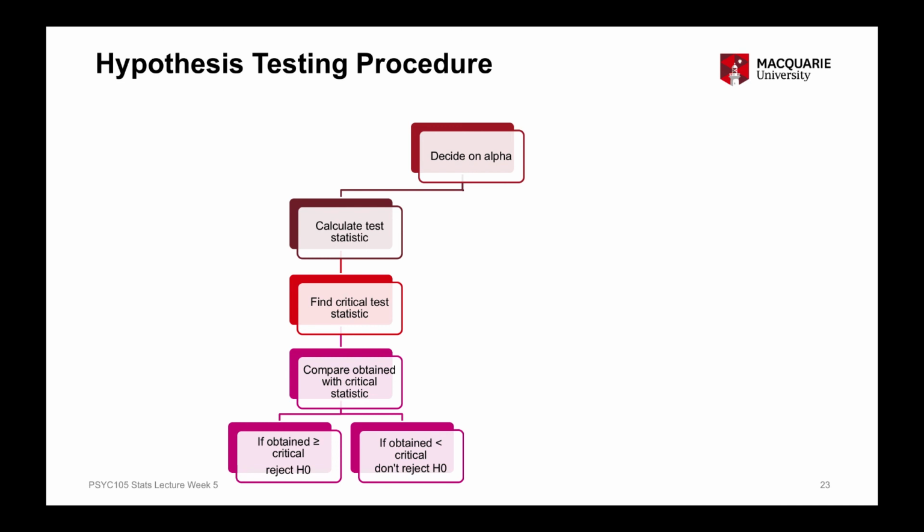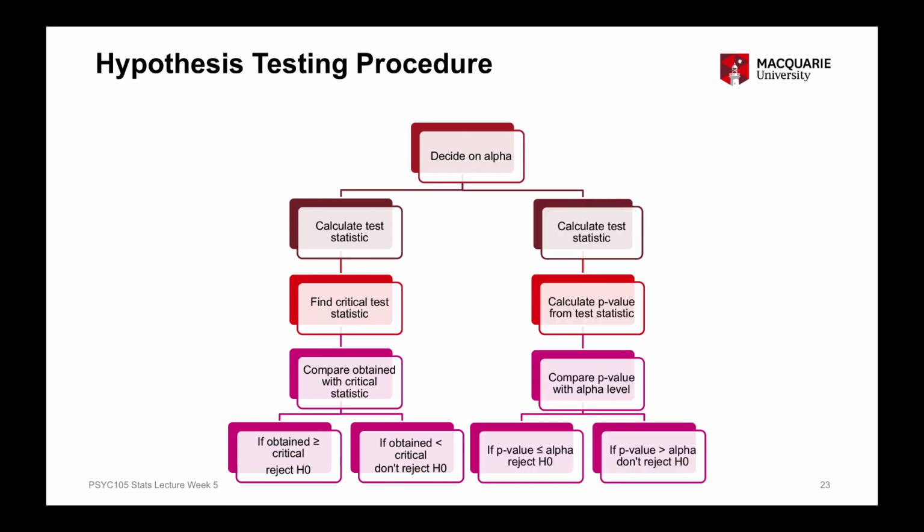If our obtained test statistic is bigger than or equal to our critical test statistic, we can reject the null hypothesis. And that means that the effect that we've found in our sample is bigger than the effect that we would find if there was a 5% chance of making a type 1 error. On the other hand, if the obtained test statistic, the calculated one, is smaller than the critical test statistic, we don't reject the null hypothesis, because in that instance, there isn't enough evidence, there isn't the strength of evidence to conclude that we haven't made a type 1 error.